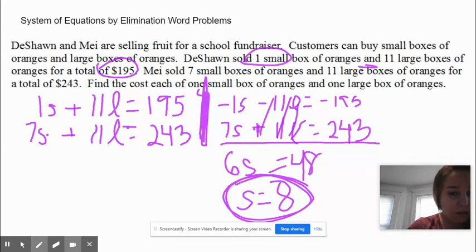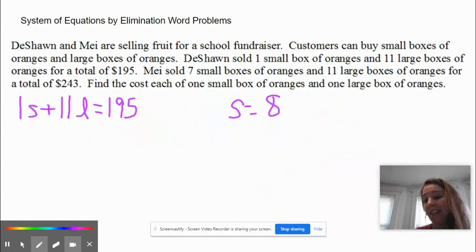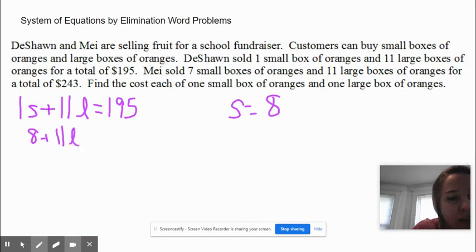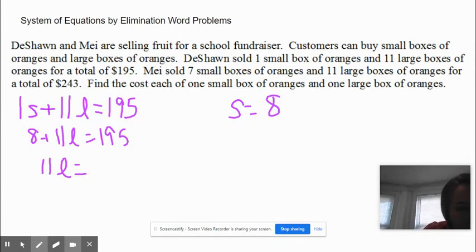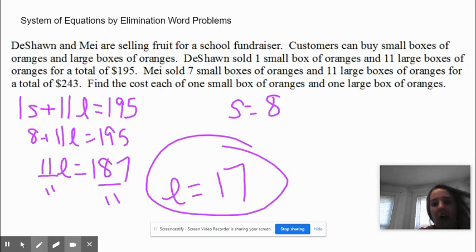All right, so let's erase small boxes. I'm going to clean things up a little bit. I'm going to use Deshaun's equation because the S is easier to work with. So it becomes 8 plus 11L equals 195. Subtract 8 from both sides, and 11L equals 187. Divide both sides by 11, and L is 17. So the large boxes are $17. Those are a lot of oranges.